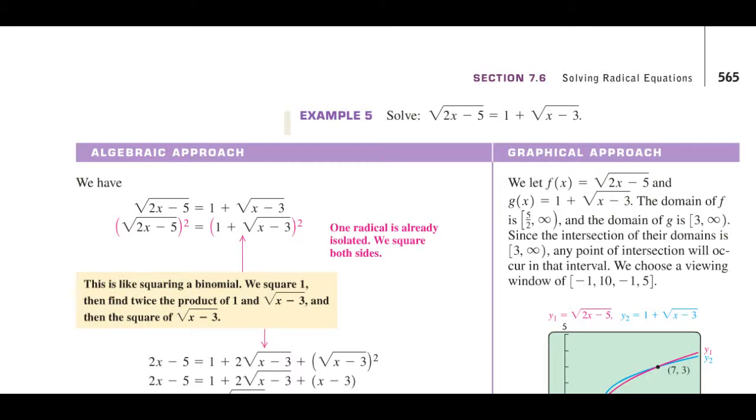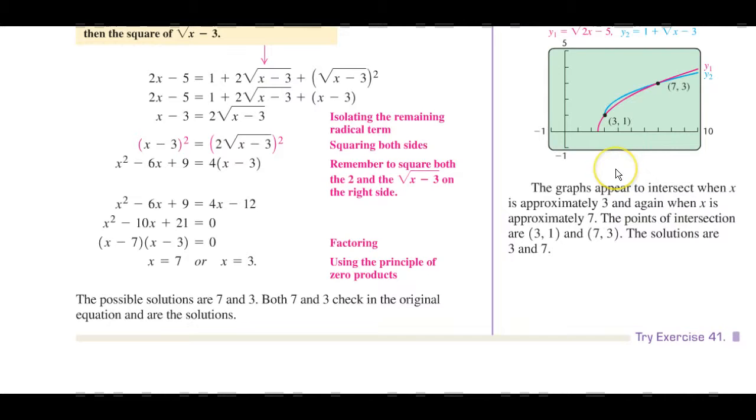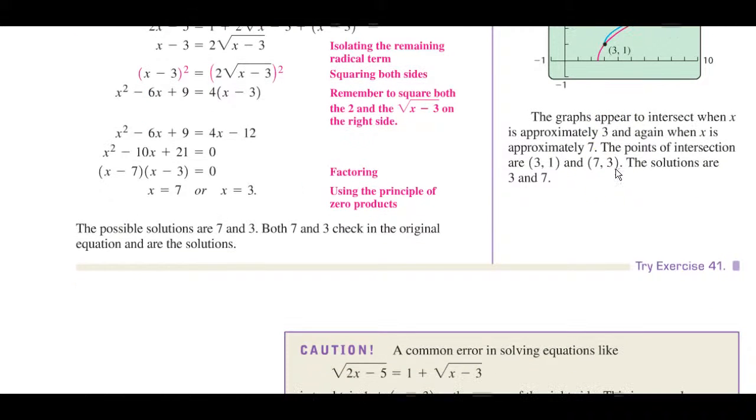All right, let's go on, because they have it all worked out for us here too, so that's what I like about the book. And the possible solutions are this: both the 7 and the 3 check in the original equation, so therefore both are our solutions.